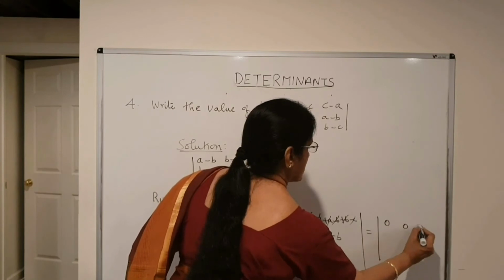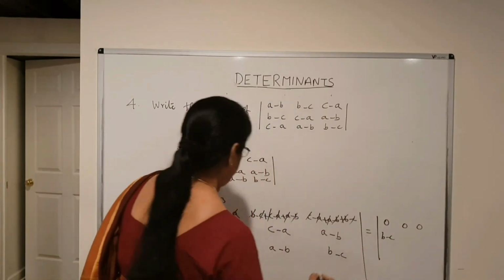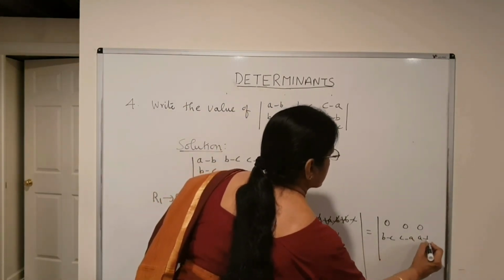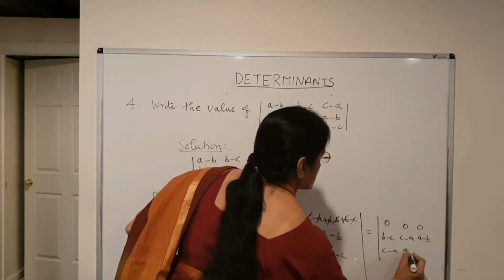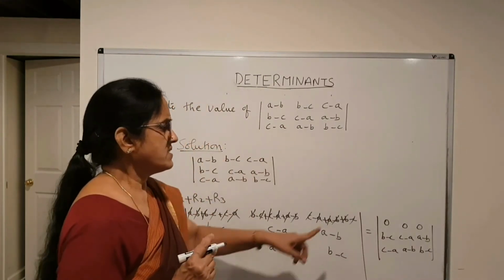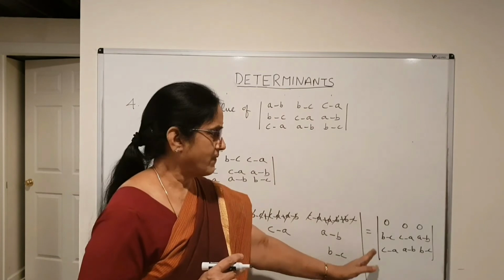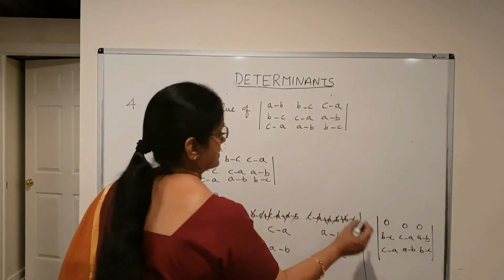0, 0, 0, B minus C, C minus A minus B, then C minus A minus B, B minus C. Now, since all the entries in the first row are 0, the value of the determinant also will be 0. So you have to conclude here 0.